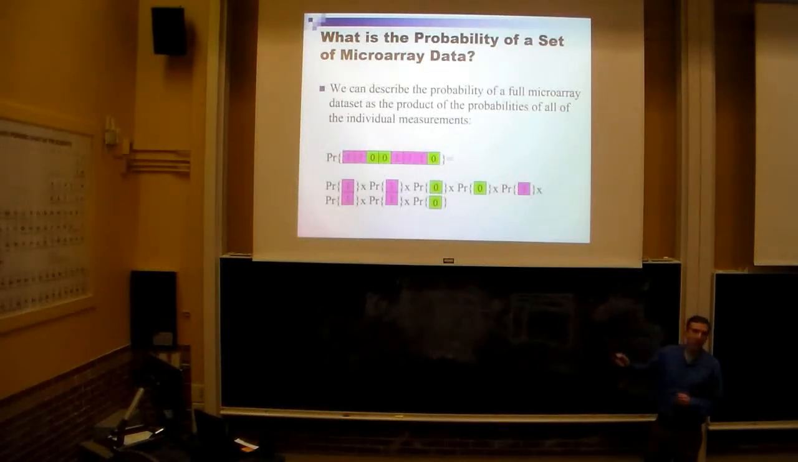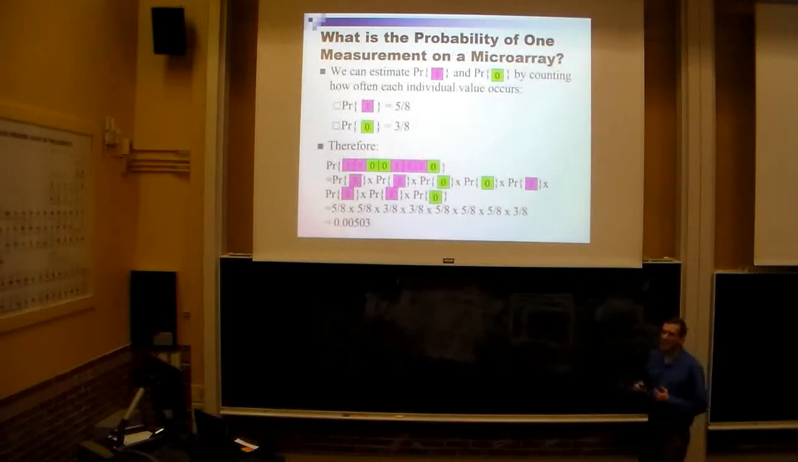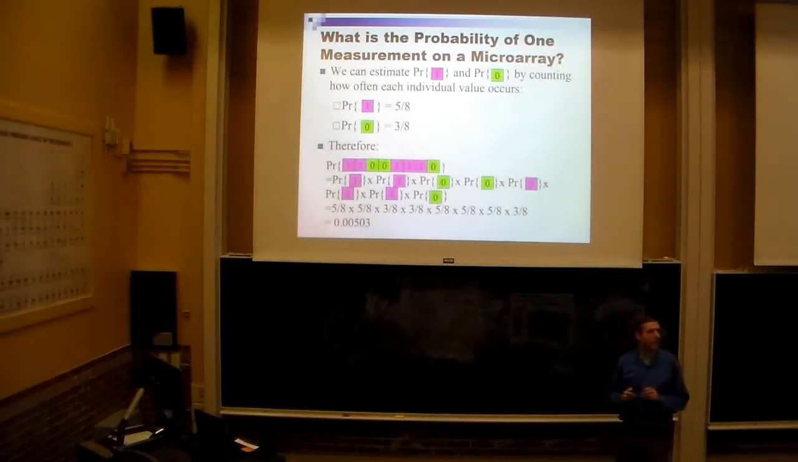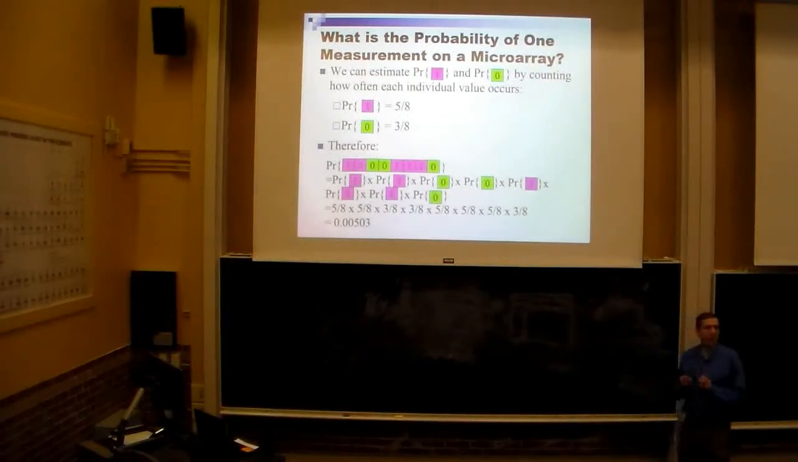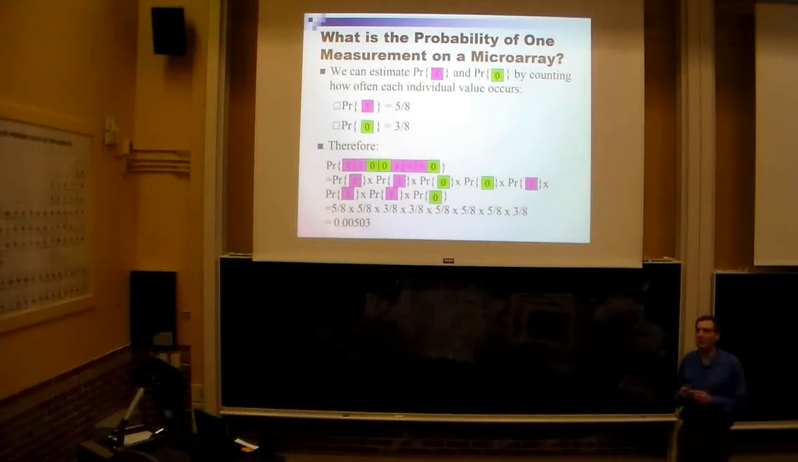5 times out of the 8 we've observed, we see a 1. 3 times out of the 8 we've observed, we see a 0. And so we're going to declare that the probability of 1, at least our best estimate of it, is 5/8. And the probability of 0 is 3/8. So that's known as a maximum likelihood estimate. It's basically saying that our best estimate of how often that unregulated gene is 0 or 1 is simply the fraction of times we observe it being 0 or 1. So we get these estimates. Our probability of 1 is 5/8. Our probability of 0 is 3/8.